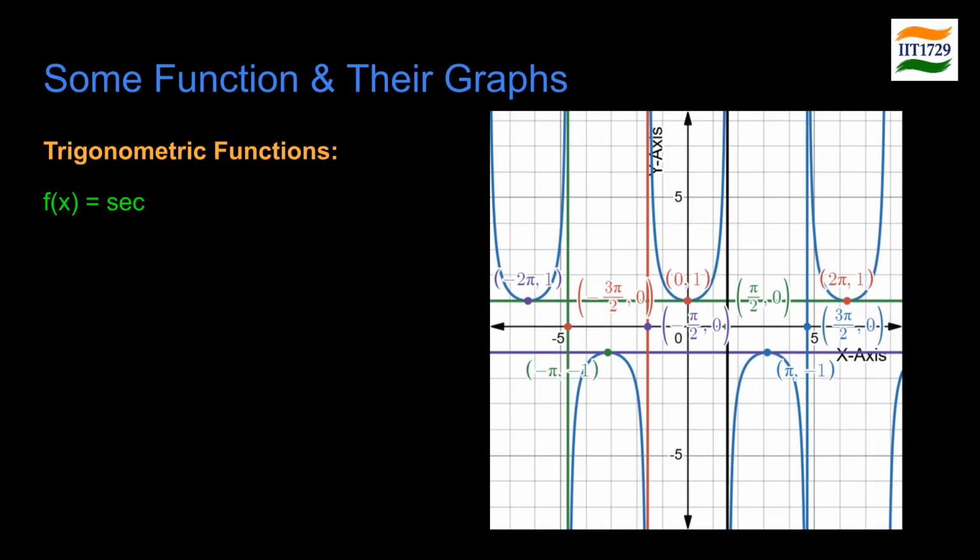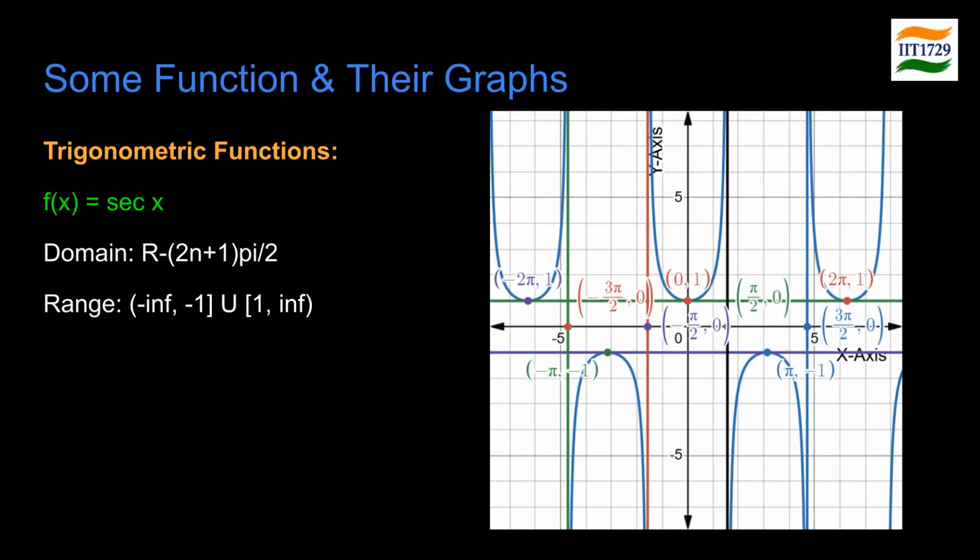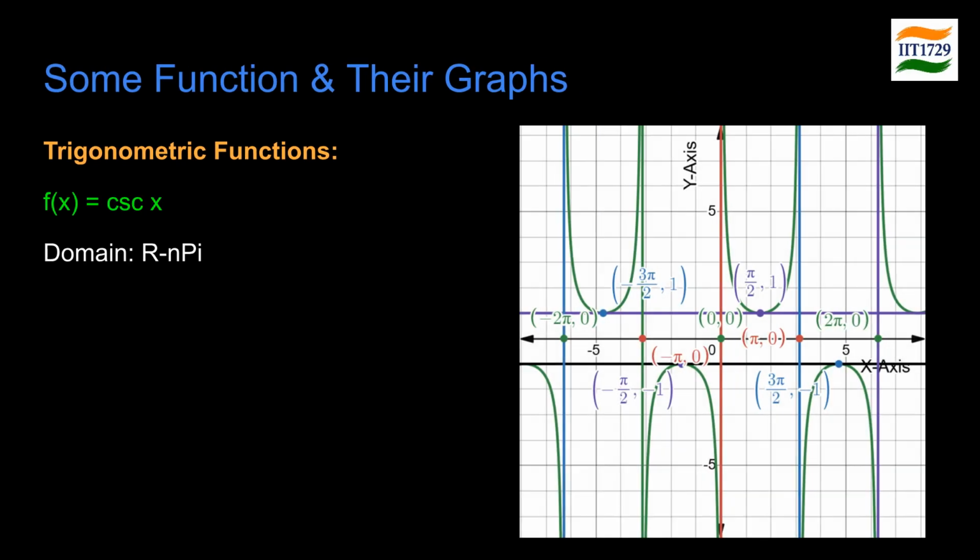Moving on to the secant function, it is defined as 1 over cosine. Its domain excludes odd multiples of pi over 2, and its range is the set of all real numbers with an absolute value greater than or equal to 1. The cosecant function, or 1 over sine, has a domain that excludes all integer multiples of pi. Similar to the secant function, its range is limited to values where the absolute value is at least 1.